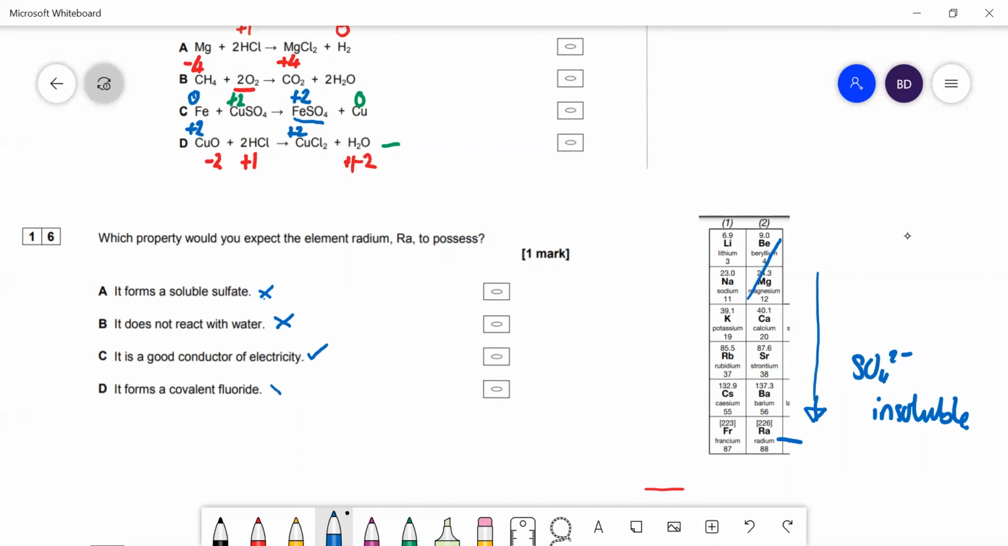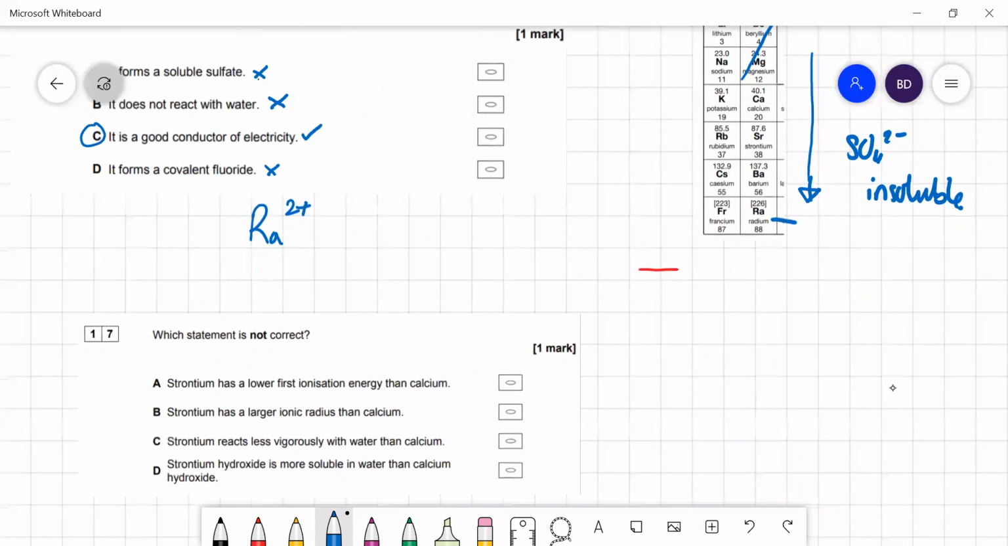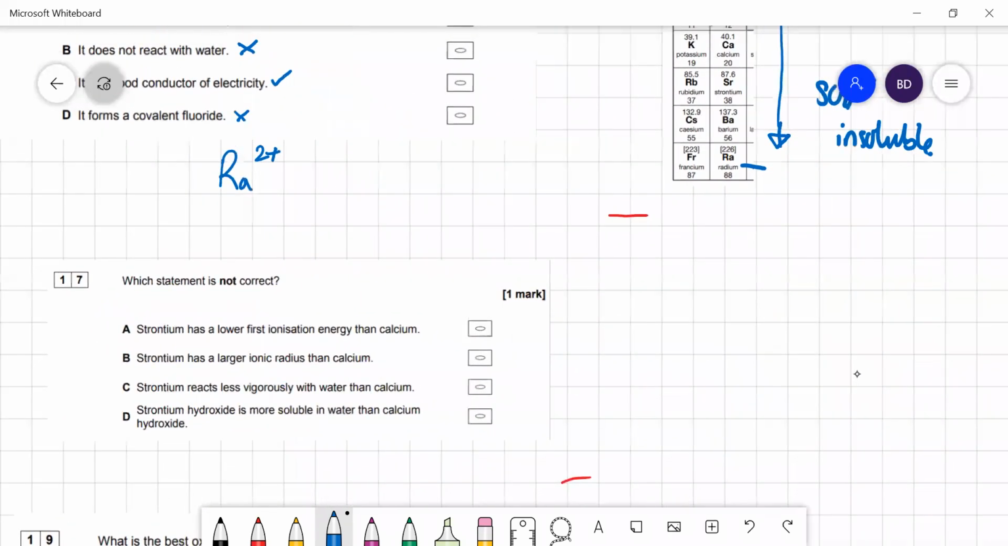and it won't form a covalent fluoride. It's a metal. It's going to form radium 2+ ions. It's going to form an ionic chloride, definitely. Magnesium, calcium, strontium, barium all form ionic chlorides. Beryllium's a bit funny; it doesn't, but you definitely expect barium to form an ionic fluoride, sorry, not chloride. C is the right answer. But statement is not correct, okay?